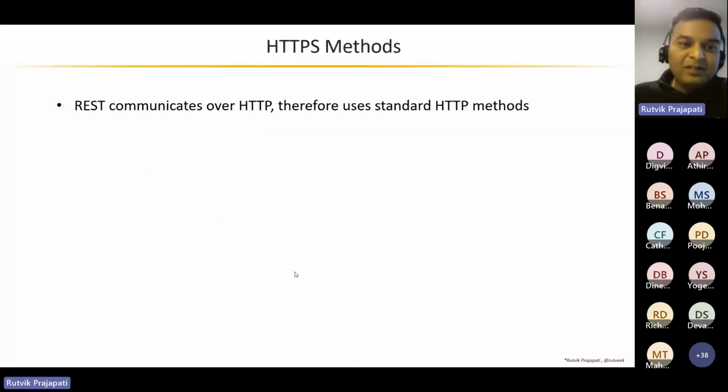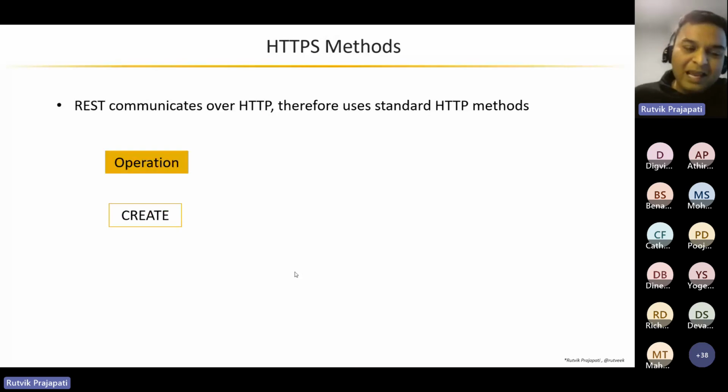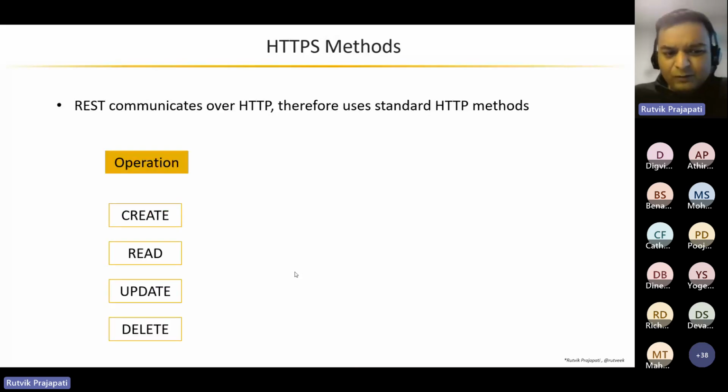So as I told you, REST communicates over HTTP, and it uses the standard HTTP methods for our operations. In any application, we are going to perform these four CRUD operations, right? Either we are creating the record, we are reading the record, we are updating the record, or we are deleting the record. And for each of these operations, we have an HTTP method.